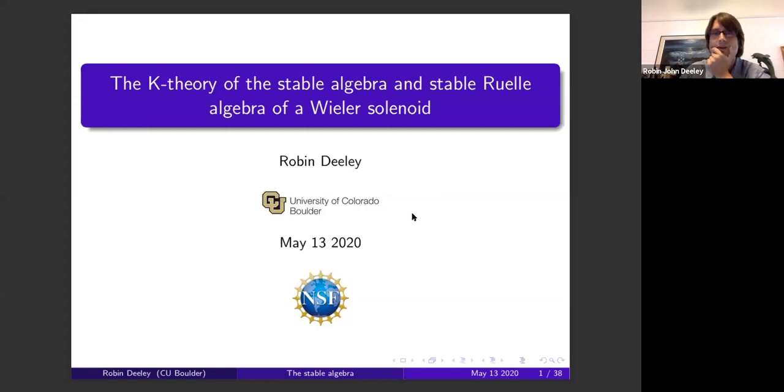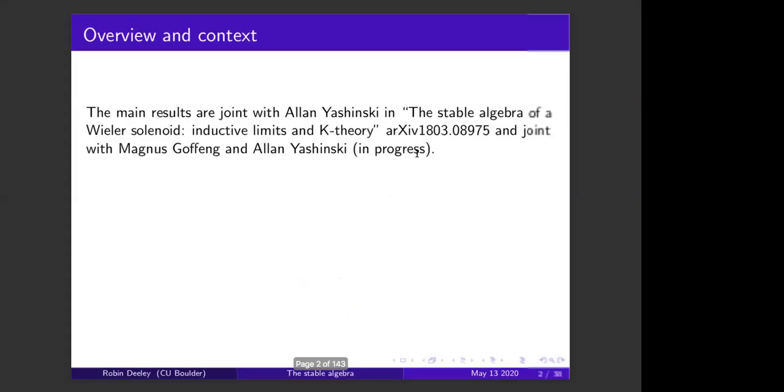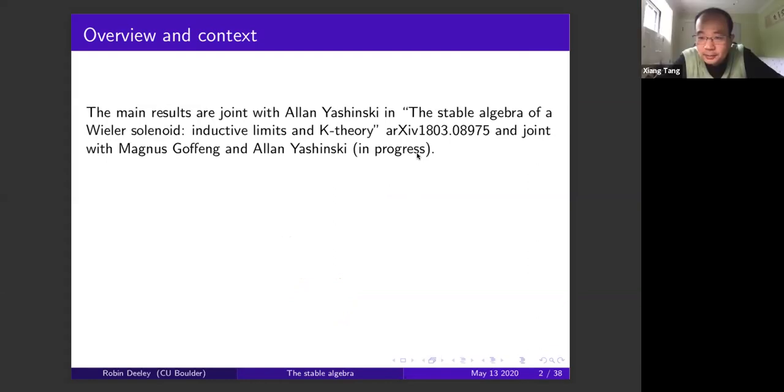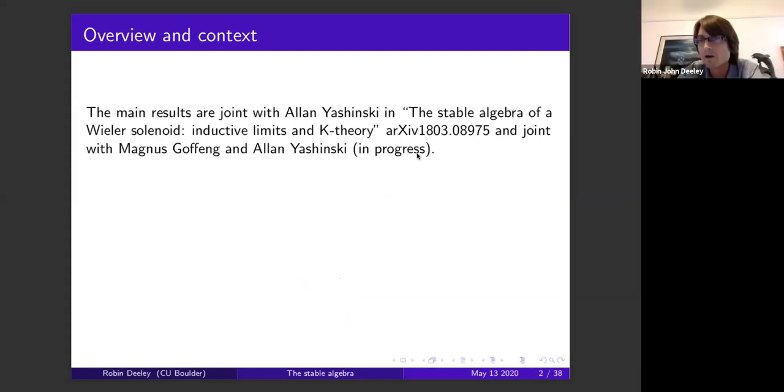So the talk today is going to be based mostly on a paper that I wrote with Alan. Alan should be here, allegedly. He told me that he'd be here. Yes, he's here. That paper is on the arXiv. It's published already. And then there's some future work that's happening with Magnus as well.